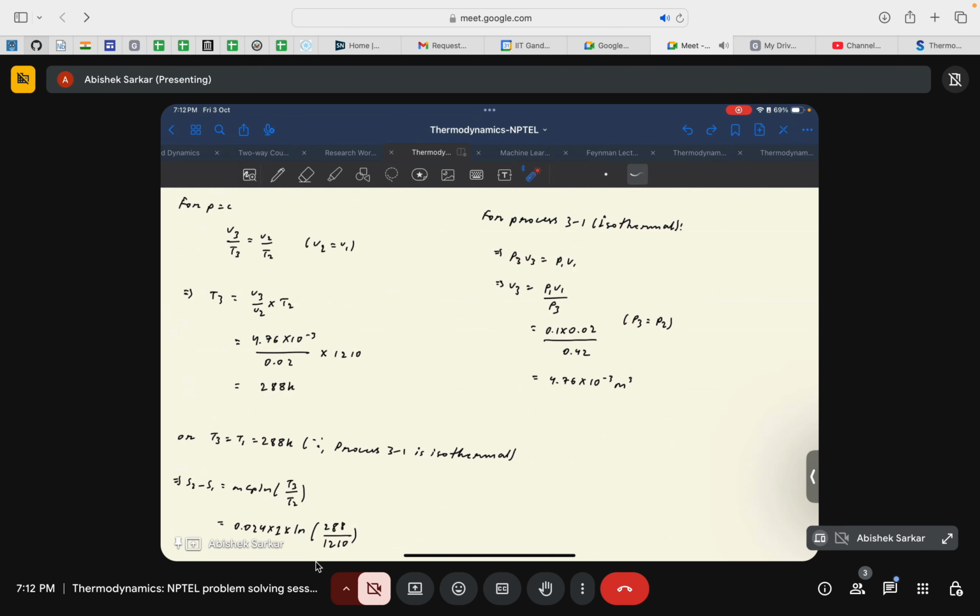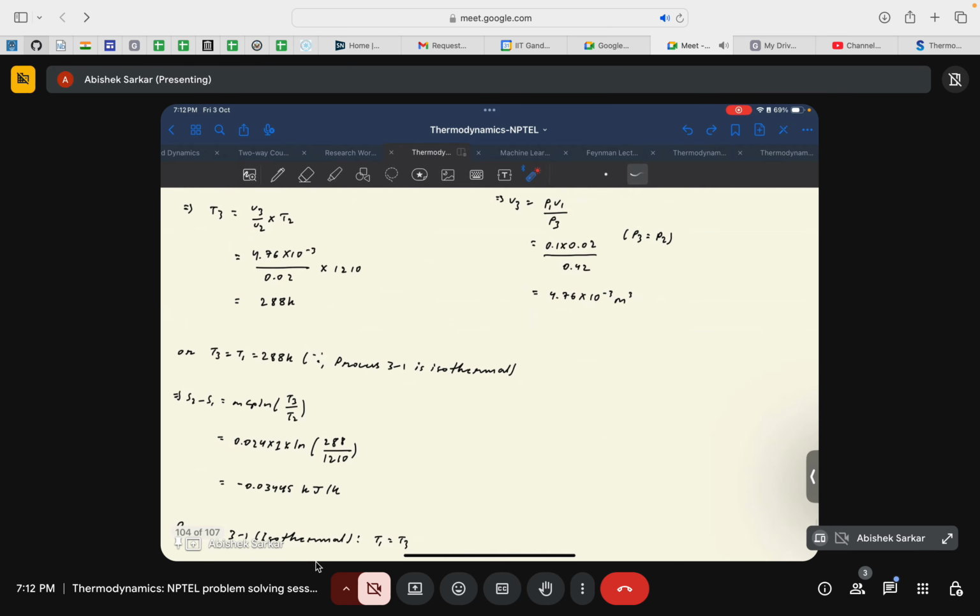One more crucial thing that we can get from this is that since process 3 to 1 is an isothermal process, T3 is equal to T1. If you recall, we get the same result, right? Initially we told that T1 was equal to 288, and we got a similar value from this calculation as well.